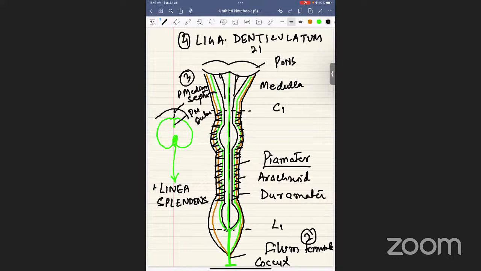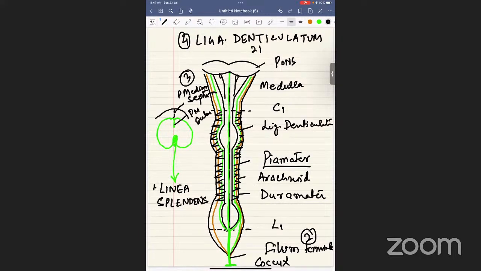Okay. So this is the ligamentum denticulatum. So you have to remember these four modifications of the pia mater. Number one, filum terminale, which is nothing but just the median continuation of the pia mater downwards below the L1. And it is attached to the coccyx. Linea splendens, which is filling up the anterior median fissure. Then the posterior median septum, another modification from the pia mater, and the last one is the ligamentum denticulatum.